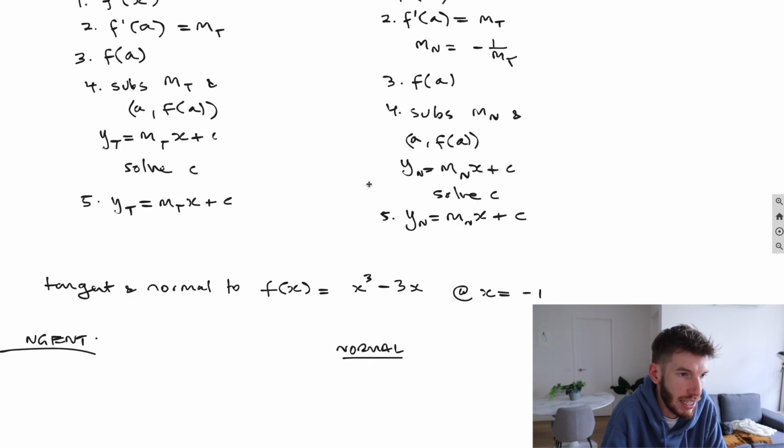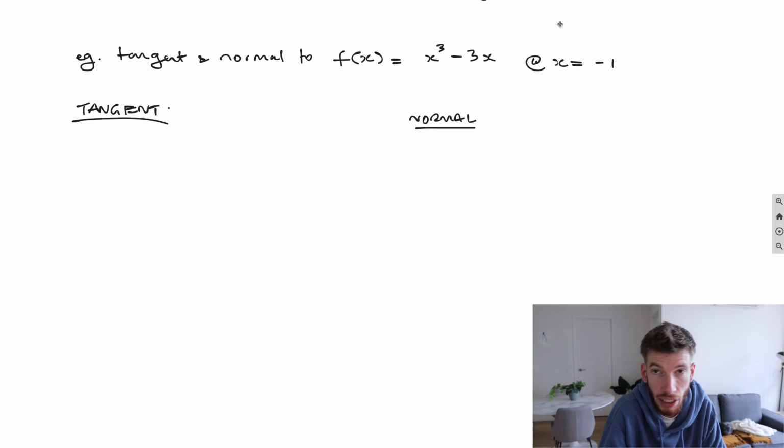So if we practice that here, a simple example, and then we'll do an actual VCAA example as well, say f of x is x cubed minus 3x, and we want to find the equations of the tangent and the normal at x equals -1. So this is going to be like our a value from the general notes. So step number 1 is find the derivative. We can do that, and using our n-1 rule, we get 3x squared minus 3.